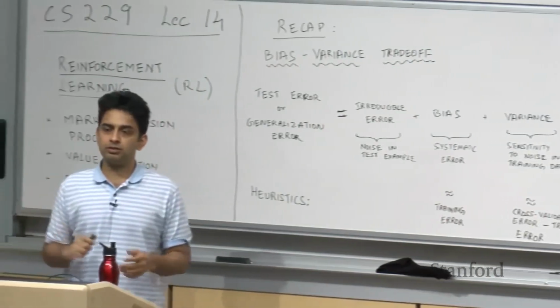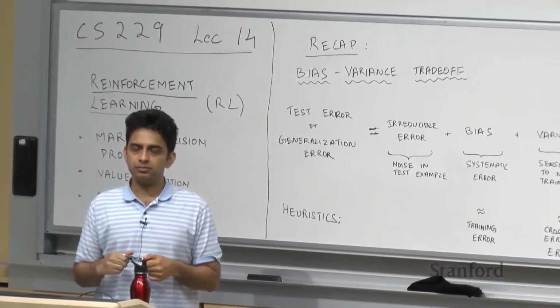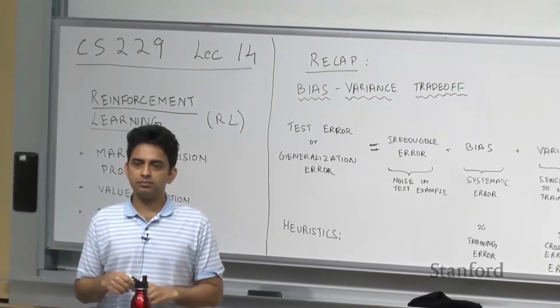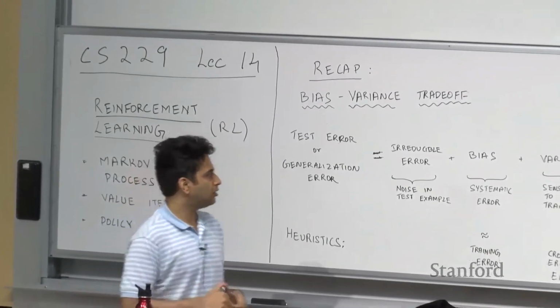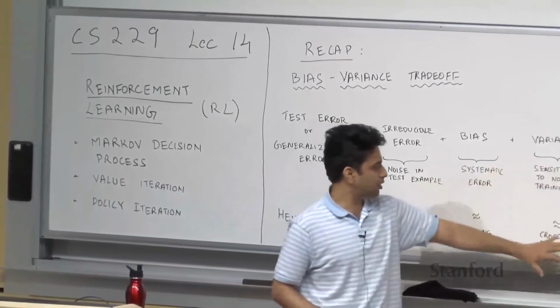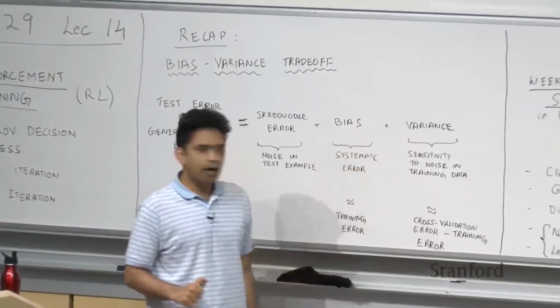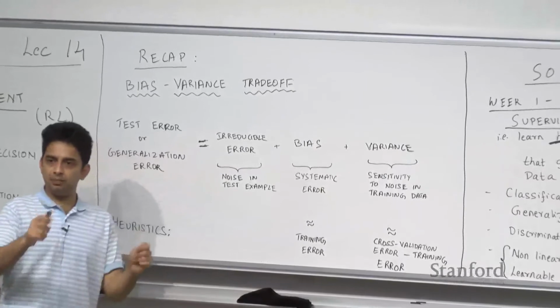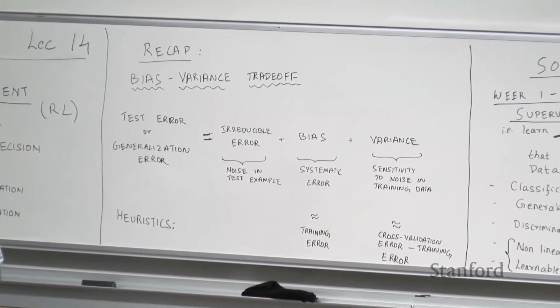Yes, question? Could you just explain the motivation of why the training error is approximately the bias, and the same with the variance and the cross-validation error? So the question is, why is training error an approximation of bias and cross-validation error of variance? I would say post that on Piazza, and I'll be happy to give you more details on that.